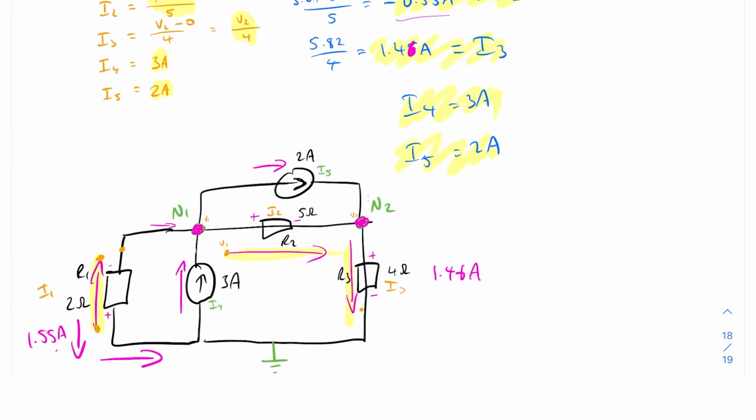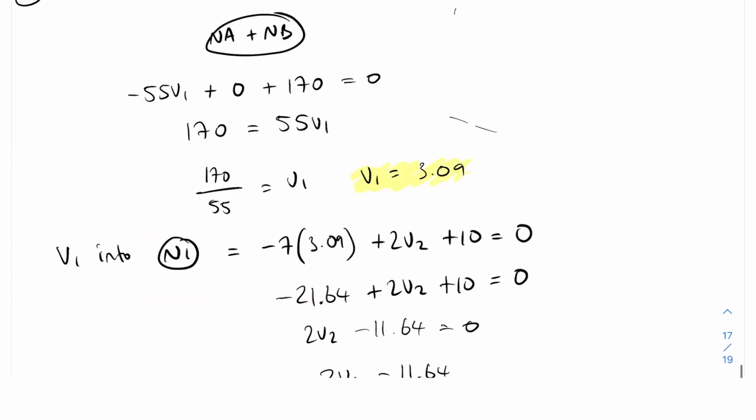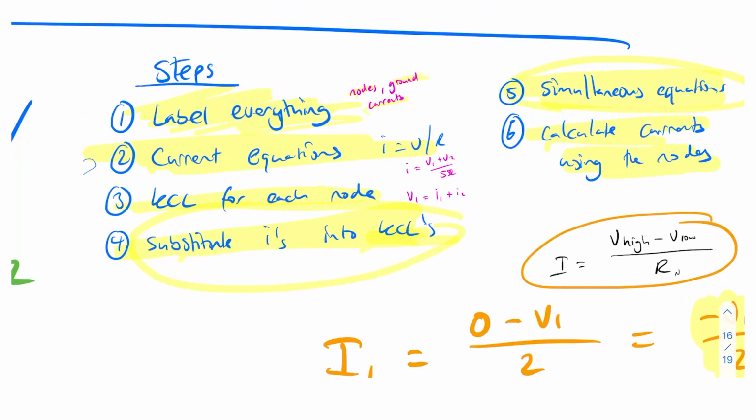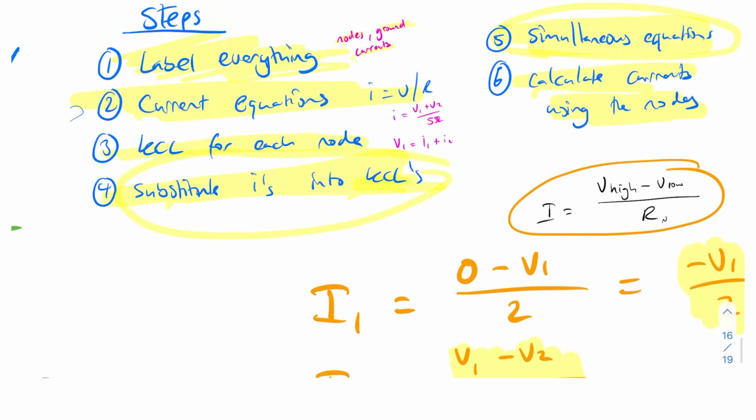You know, if you're looking at that for the first time, you might think, what the hell is that? But it's not too bad. Practice makes perfect, as they say. So number 1, label everything. Number 2, write the current equations: I is equal to V divided by R.